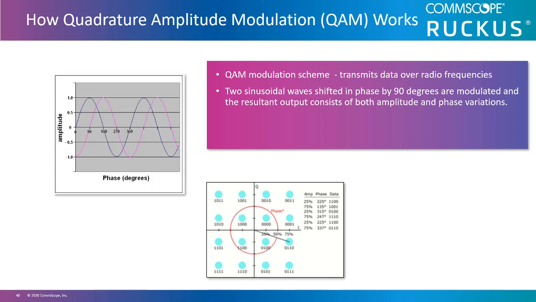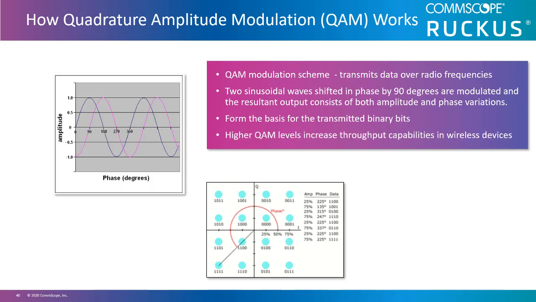By varying these sinusoidal waves through the phase and amplitude, radio engineers can construct signals that transmit an ever higher number of bits per hertz. Systems designed to maximize spectral efficiency care a great deal about bits per hertz efficiency, and thus are always employing techniques to construct ever denser QAM constellations to increase data rates. Higher QAM levels increase throughput capabilities in wireless devices.